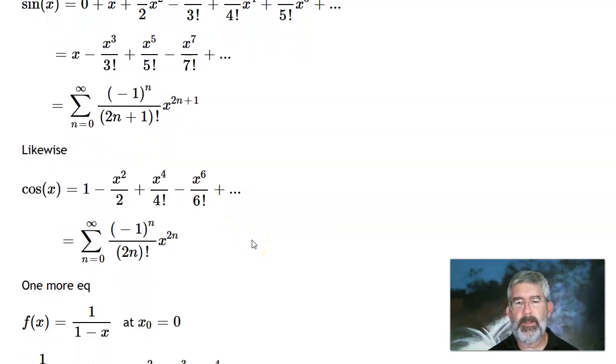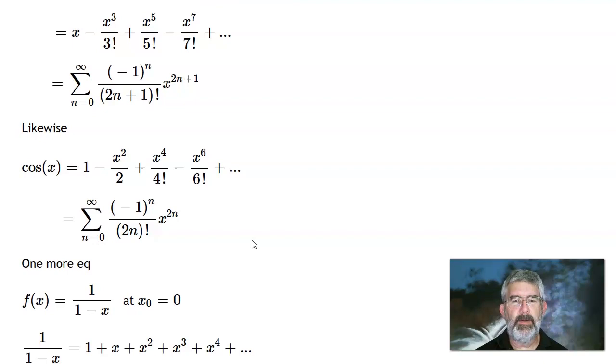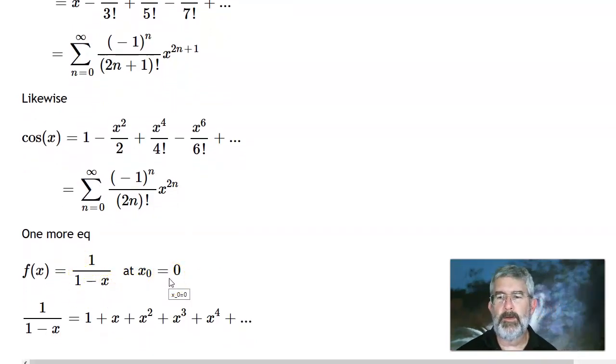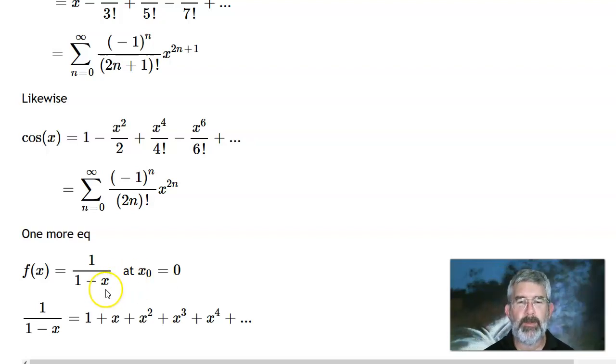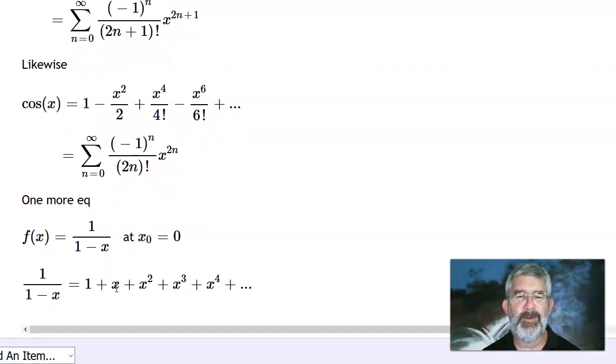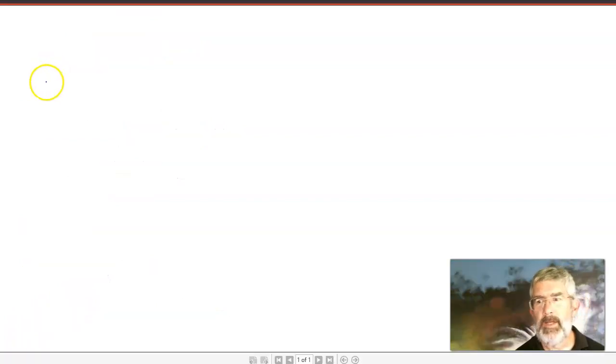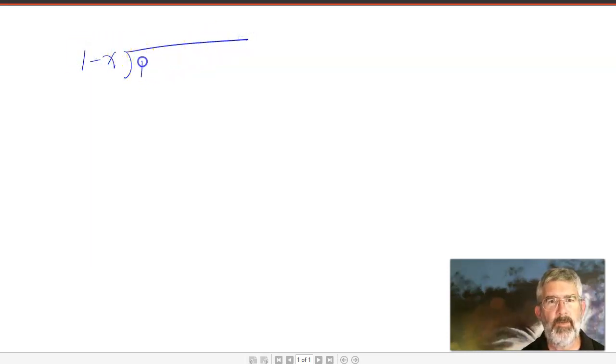There's one more I want to do here, and that is this 1 over 1 minus x. And I want to do the Maclaurin series, so I want to do the Taylor series at x equals 0. Okay. Now, I could take derivatives of this, but I'm not going to. I'm actually going to come up with this a different way. I'm going to do it with polynomial long division. And let's see if I can switch over to this other thing. Okay, so I want to take 1 minus x and divide it into 1.